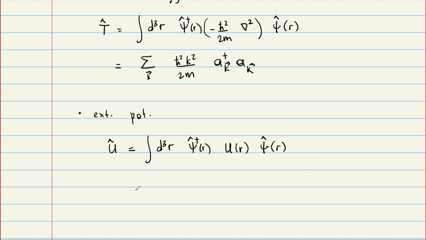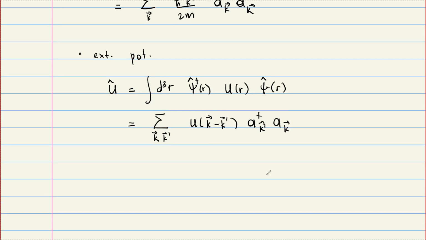And if you transform to Fourier space, because there is a U(r) dependence here, when you do the Fourier transform there will be U_q, and this U_q is going to couple different k's. Let me write the result. So this is going to be k prime, this is U of k minus k prime, this is a dagger of k prime a of k.